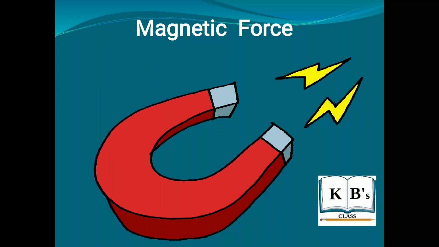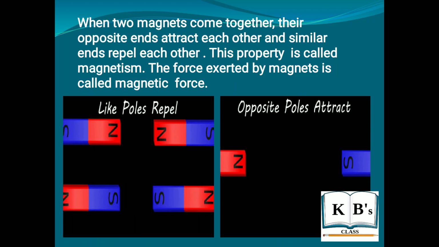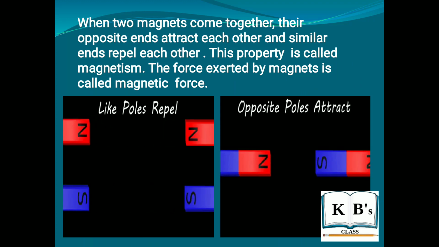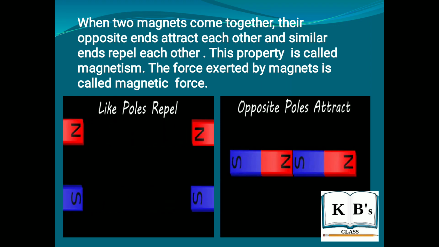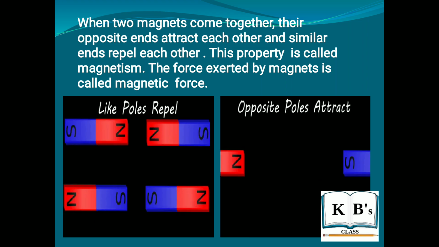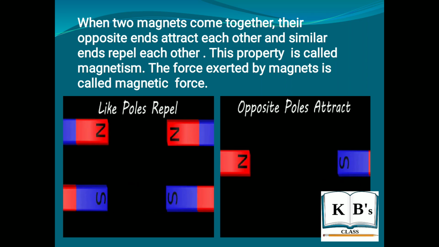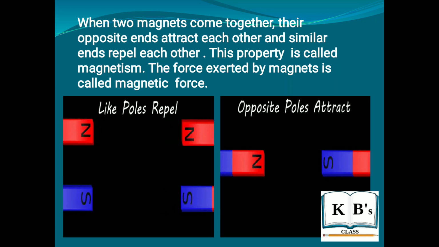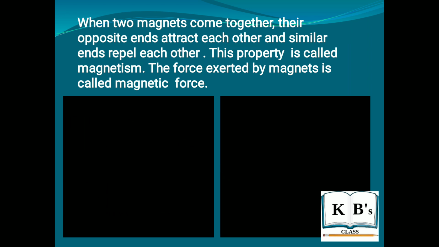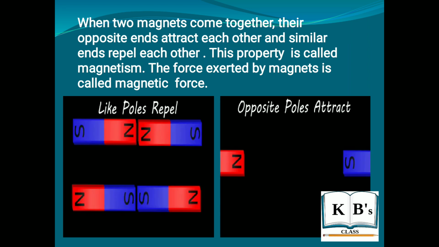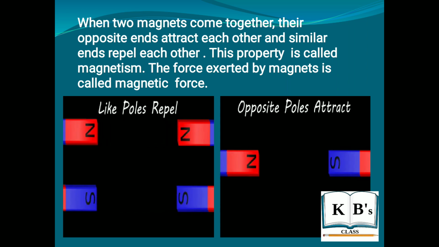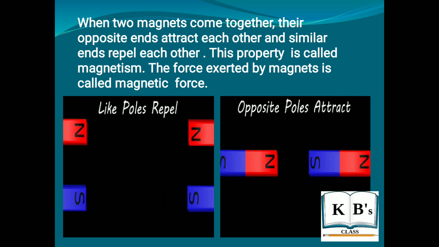The next force we are going to talk about is magnetic force. It is a force exerted by a magnet. When two magnets come together, their opposite ends attract each other and the similar ends repel each other. This property is called magnetism, and the force exerted by a magnet is called a magnetic force. So here you can see the north and the south poles repel each other, and opposite poles like north and south attract each other.